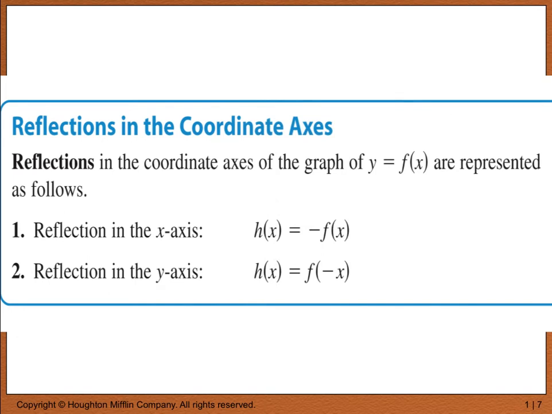So in general, reflections in the coordinate axes of the graph of y equals f of x are represented as follows. And so you definitely want to write down these two parts here, because you need to keep straight that a reflection in the x-axis is a negative of the whole thing, whereas a reflection in the y-axis is just f of negative x, where you replace each x with negative x.